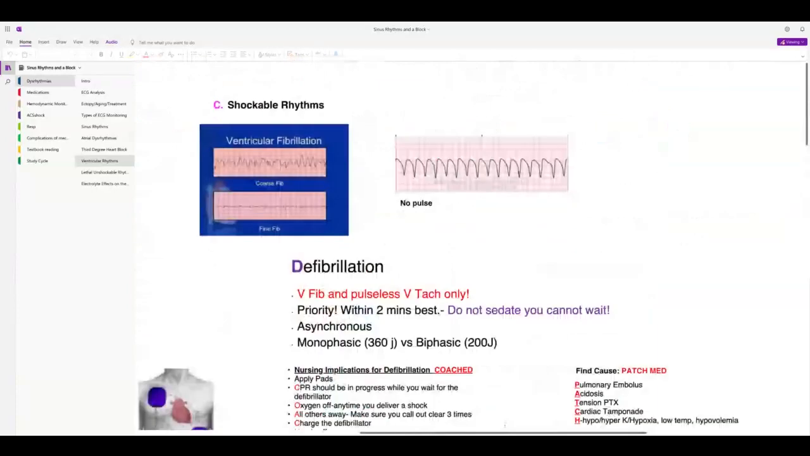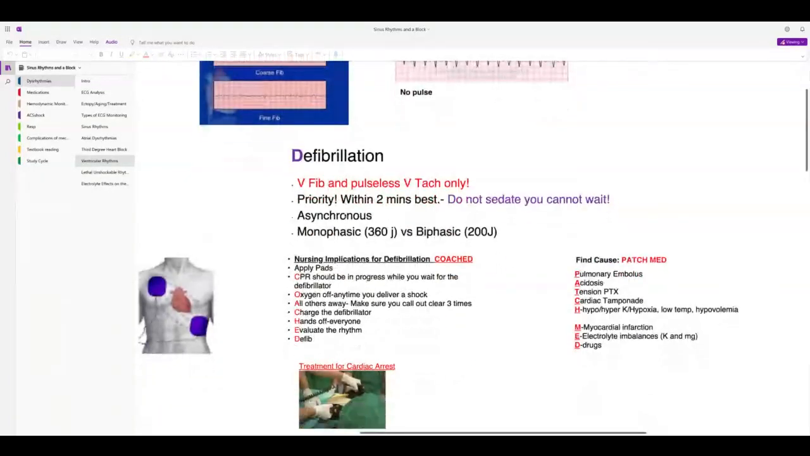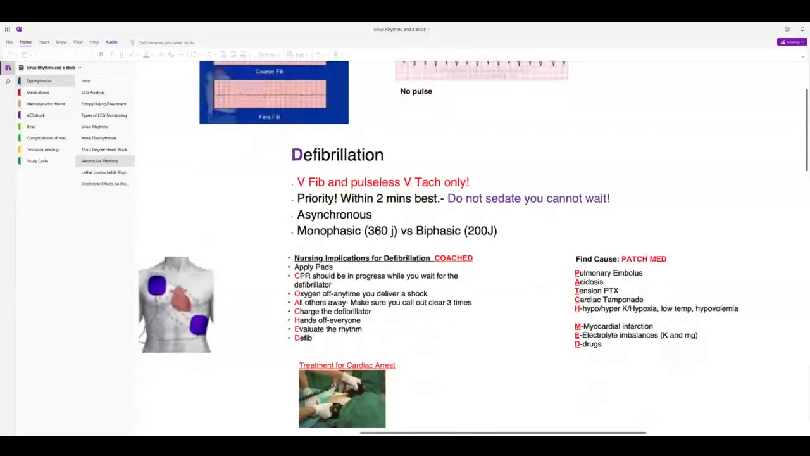Okay, shockable rhythms. Remember, it's VFib and VTAC without a pulse. They're dead, so they get defibrillation, okay? Because people with circulation get cardioversion. It's a priority. You want to get there within 2 minutes of the patient going into this rhythm. You can't stop and sedate. Your priority is to defibrillate, all right?